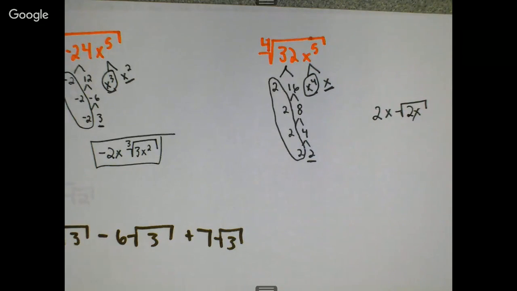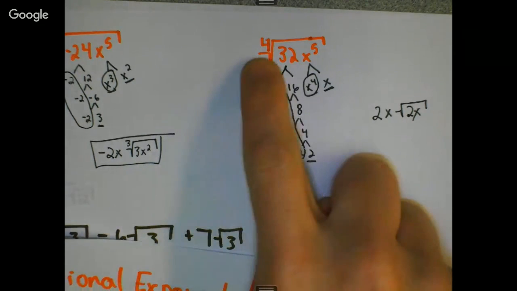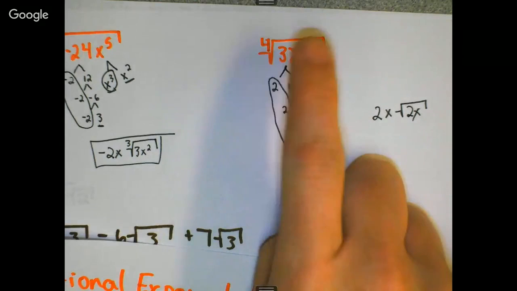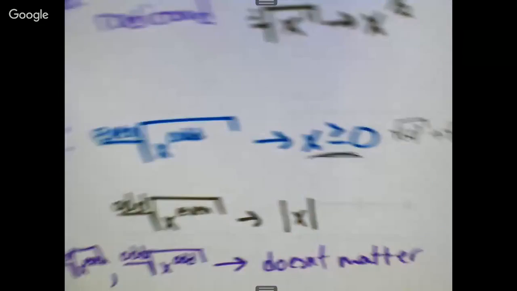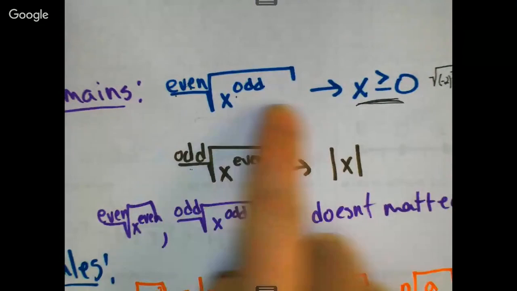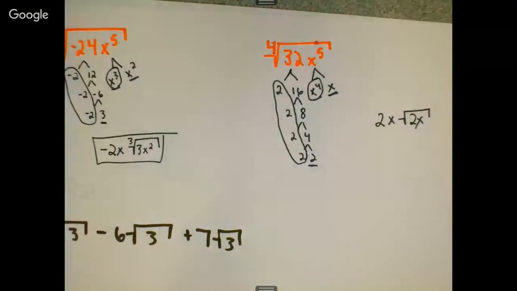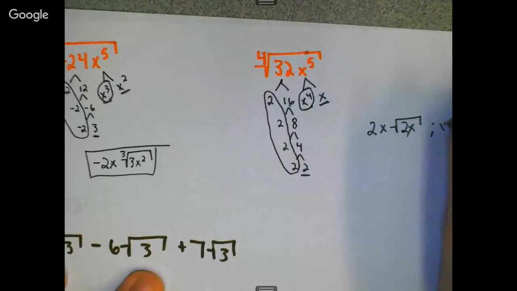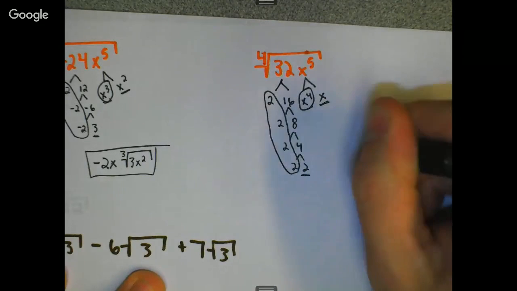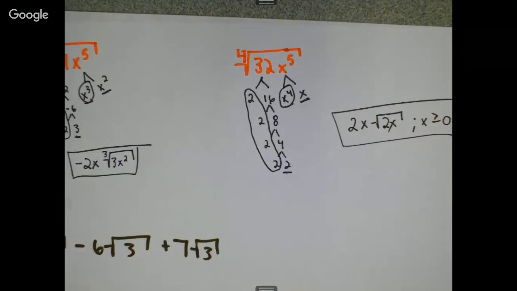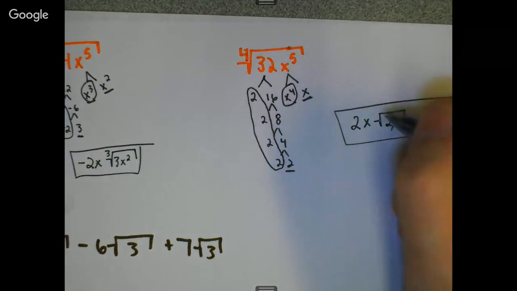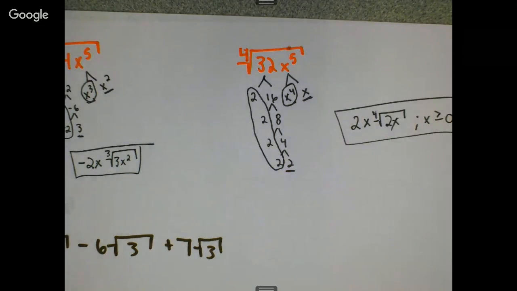Now, what did I forget? I forgot to restrict my domain. So notice here we have an even index and an odd power. So even index, odd power, x has to be bigger than or equal to 0. So we'll say x is bigger than or equal to 0. Okay. You might keep those 3 rules handy so that you can check them out. And I needed a 4 here. My index was 4, not 2.